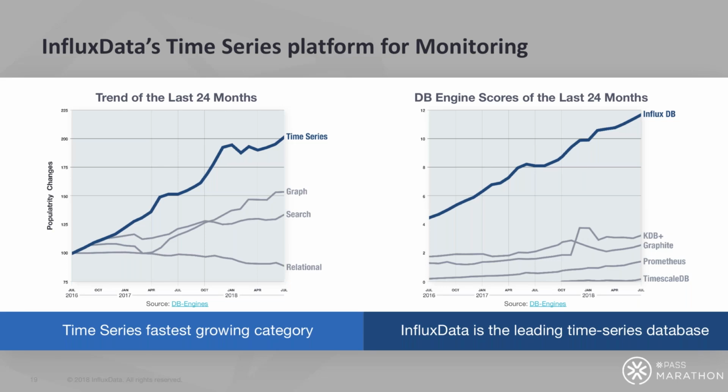So InfluxData's time series platform, these are two different stats. They're kind of similar, but let me explain. There is a third party called DB Engines. DB Engines is all about database engines. They track every category. They track every vendor. So as per DB Engines, in the last 2 years, time series is the fastest growing category amongst different database engines today. And on the right hand side, you can see that of all the available options today, InfluxDB is by far the most popular option as per DB Engines. So time series is the fastest growing category, and InfluxData is the leading time series database today.